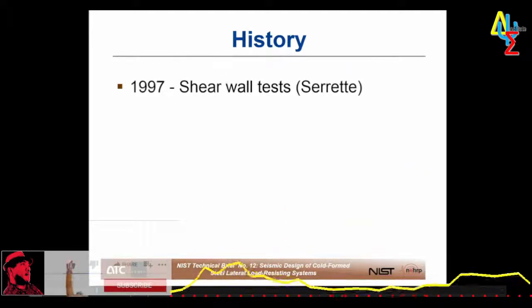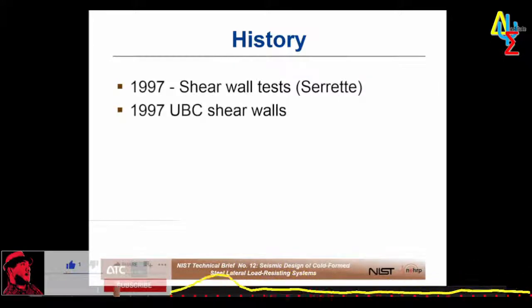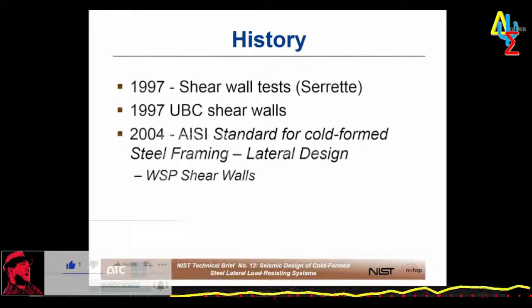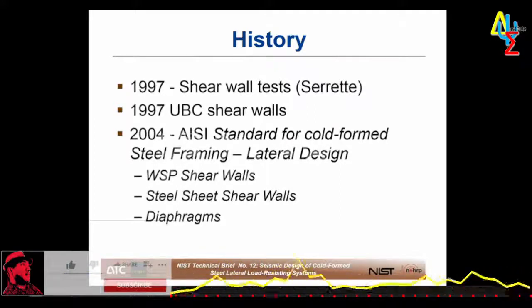So some of the first research into CFS shear walls was completed by Dr. Renaud Serrette at the University of Santa Clara about 1997. Those shear wall strengths were adopted actually in the 1997 UBC, or the Uniform Building Code, which was the predecessor to the International Building Code, IBC. And in 2004, AISI published the standard for cold form steel framing lateral design. That standard included provisions for wood structural panel shear walls, steel sheet shear walls, and also diaphragms.